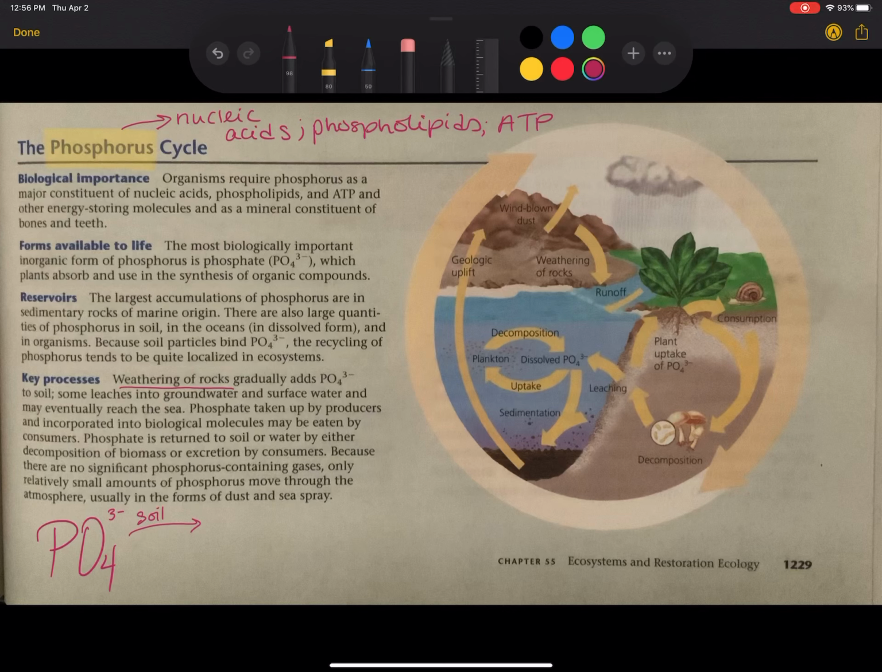Phosphorus is naturally found in nucleic acids, phospholipids, and ATP. But following through the phosphorus cycle, what's really critical for you is the tracking of the polyatomic phosphate ion. And so we're going to track it through both terrestrial ecosystems and marine ecosystems.